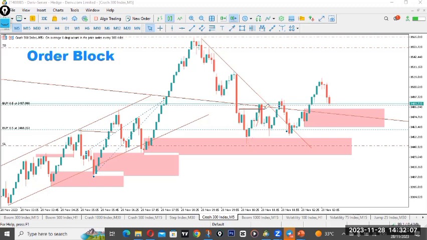Okay, so it has given us change of character here. Gave this, took it out also, came back, and then now it's moving. So I'm expecting it to move up to this level. Now it's a kind of retracing, probably into this other block. Now it's going to retrace into it, and that's when it will push up to our take profits. Okay, so this is basically how order block works, guys.